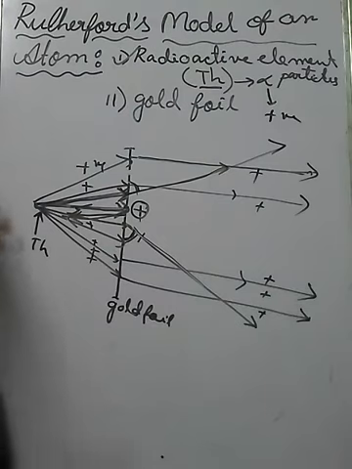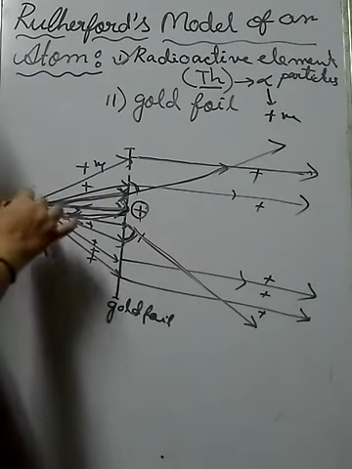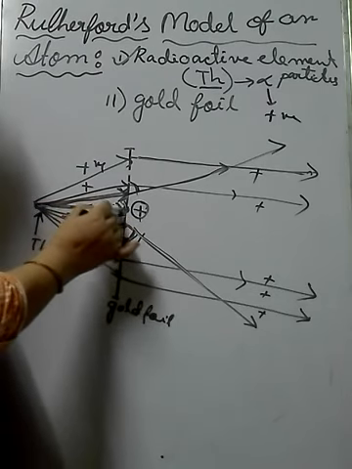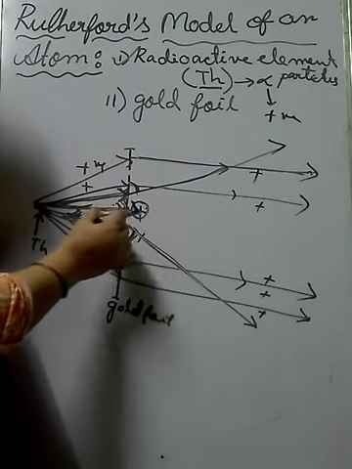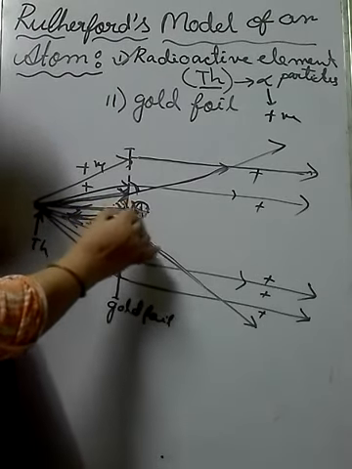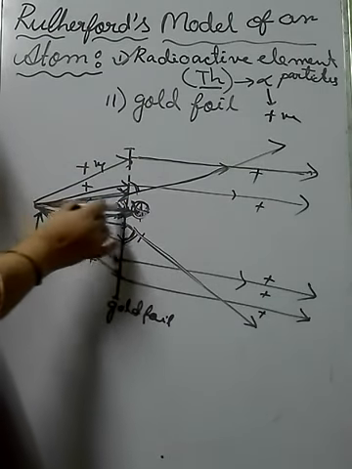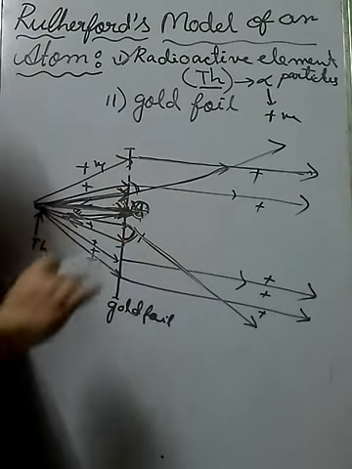And he told that 1 out of 12,000 returns back when hitting the gold foil, because this particular particle directly hit the positive center. Since both of them are positive, complete repulsion takes place and it returns back. So this particle cannot pass through the gold foil.